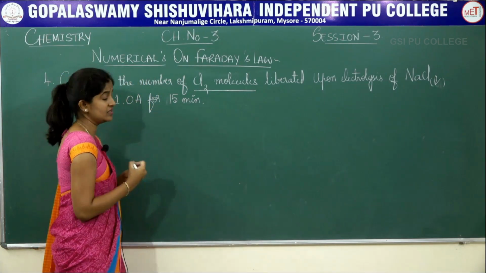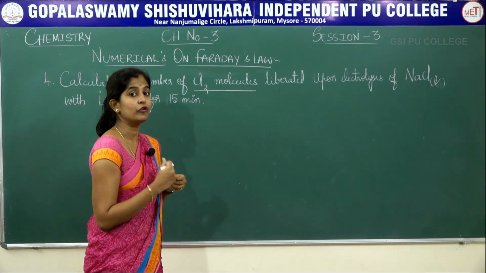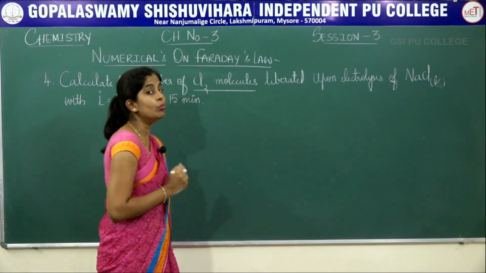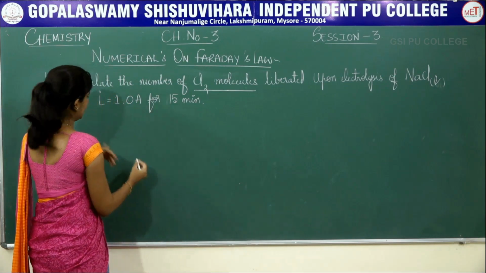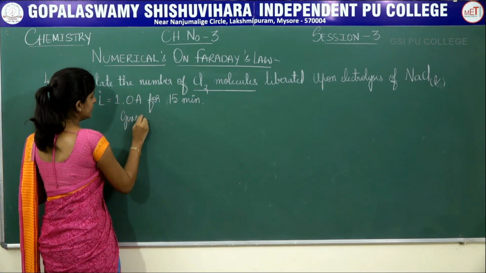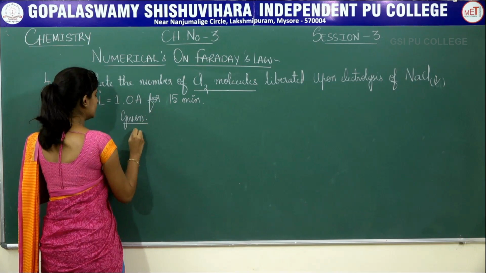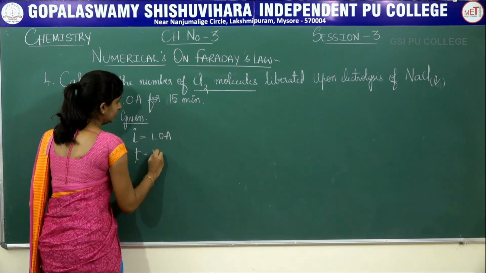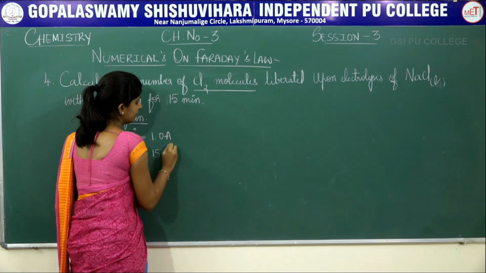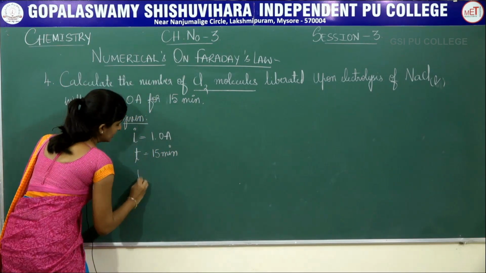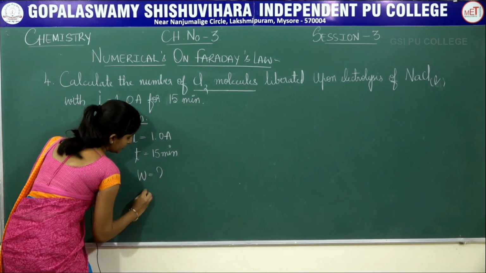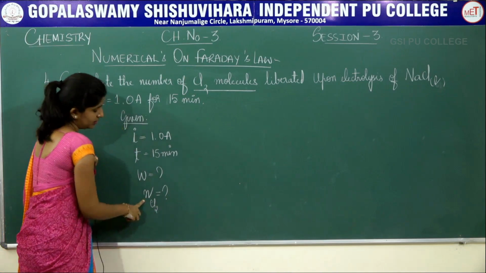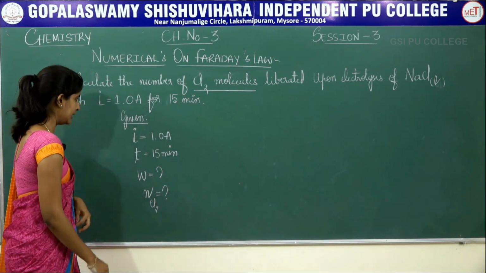So first it is required to calculate the mass of chlorine deposited upon electrolysis of liquid NaCl, that is nothing but your molten NaCl. So what is given? Given is I, which is equal to 1 ampere, time, it is equal to 15 minutes, which I have to convert into seconds. What I have to calculate? W I have to calculate. Also I have to calculate N, the number of molecules of chlorine.